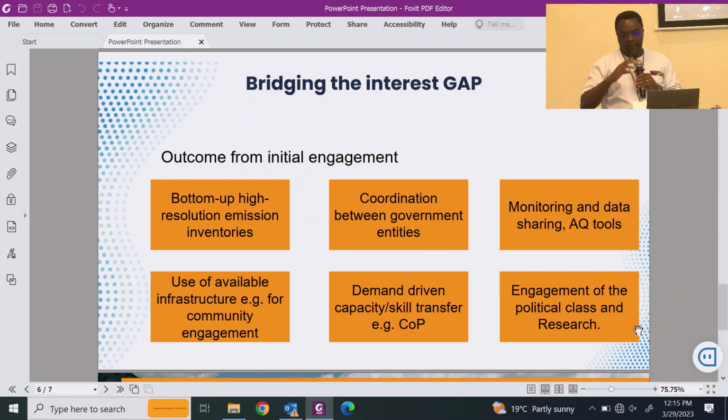Again, from the initial engagement and what we are doing, one of the things that came out quite strongly is getting the data on emissions and concentrations is really good. But we also need a bottom-up, high-resolution emission inventories for African cities. The emission inventories we have for African cities are usually top-down, and some of them do miss a lot.